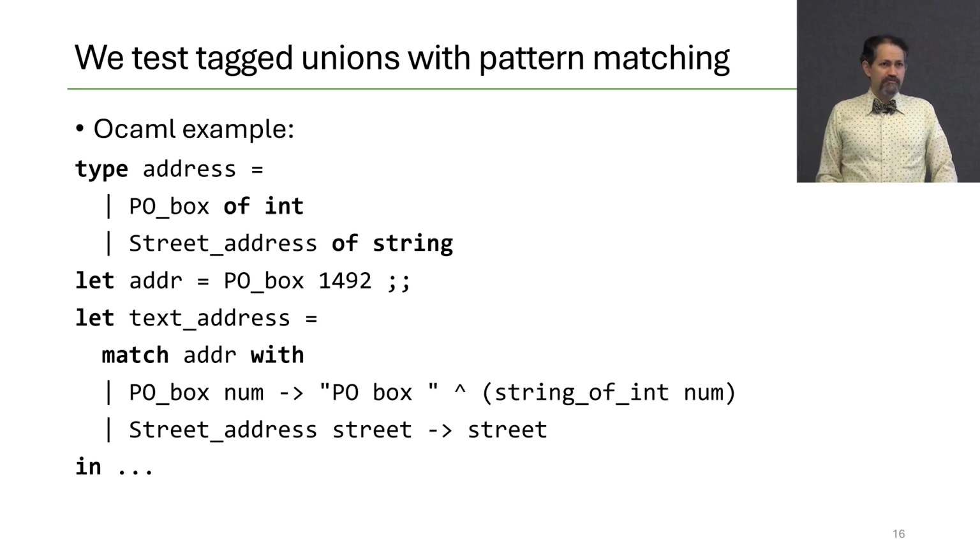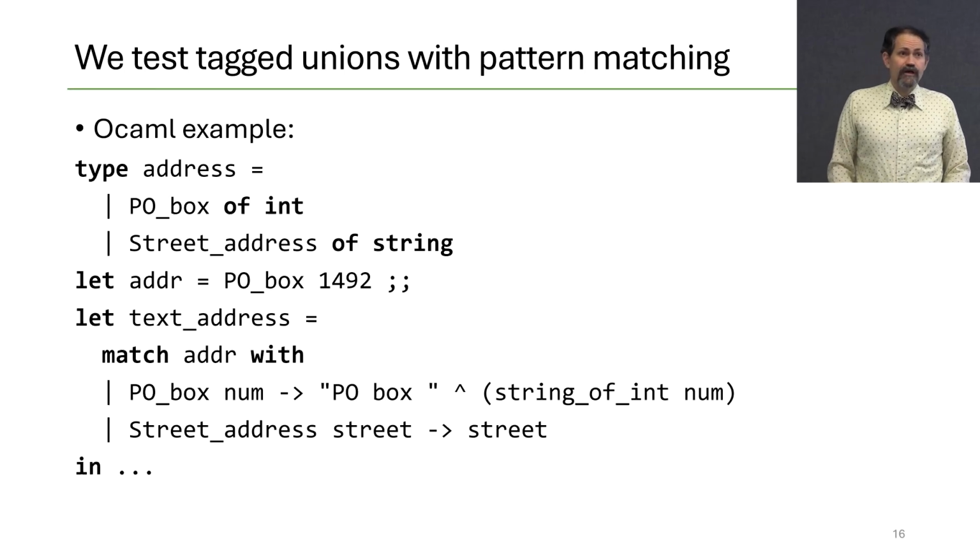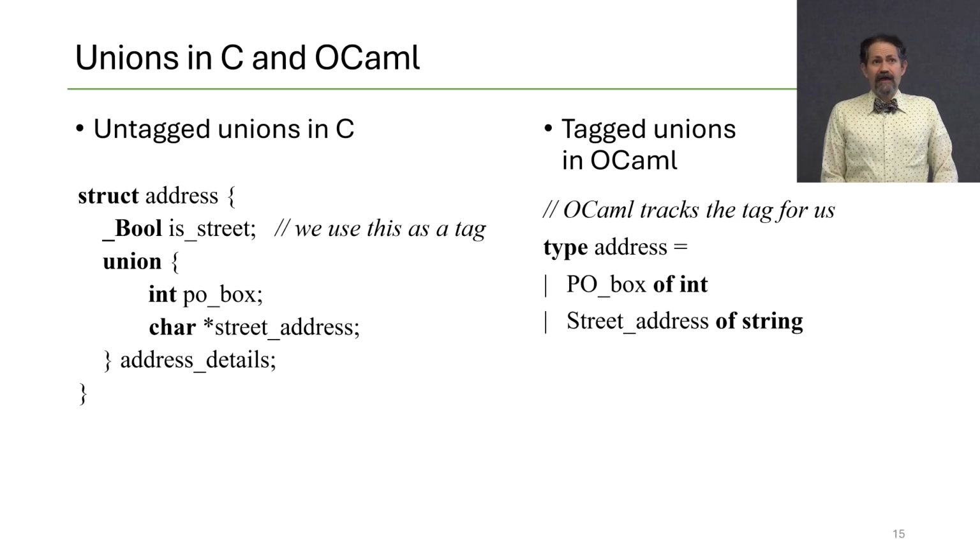Let's say we've forgotten that this was a PO box. Well, at runtime, we can do the match, and this match will test at runtime what is the flag. Is it the PO box flag or the street address flag? And we give two cases. So if it's a PO box, then the number inside it will be bound to the variable num. And in this case, we can produce a string, which is PO box, and then turn the number into a string. In the other case, we have a street address, and the street address is already a string, and so we'll just return that.